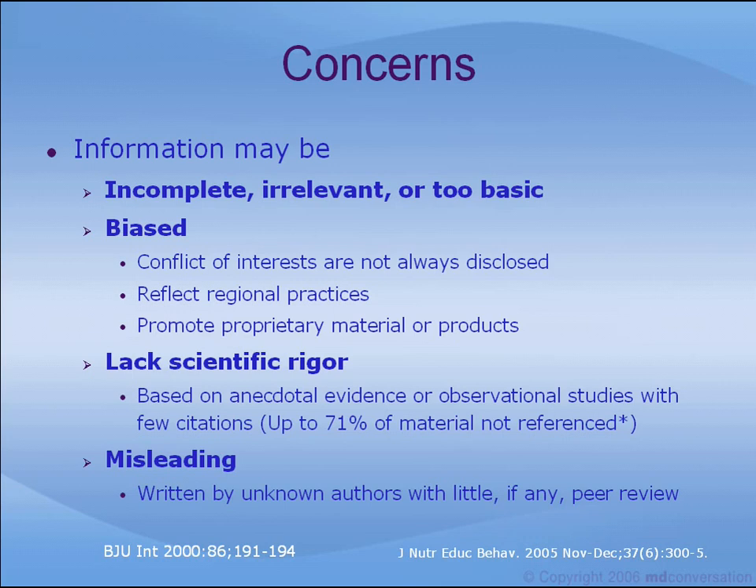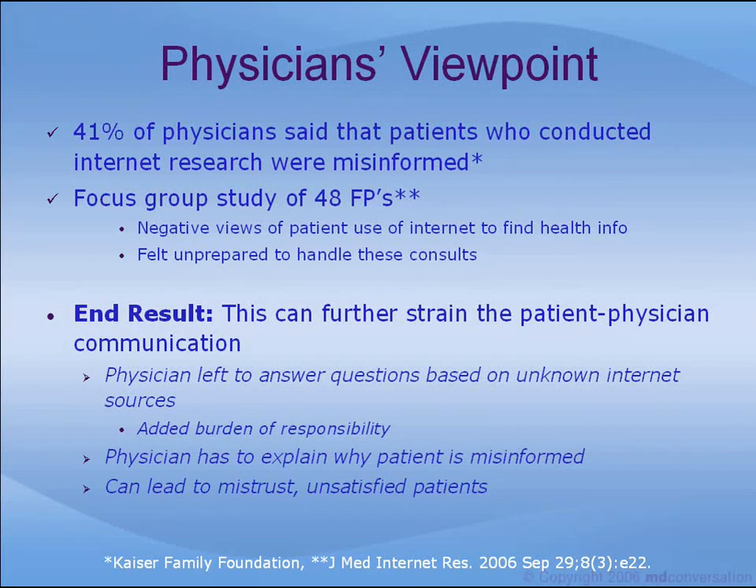The information also may be incomplete, irrelevant, or too basic. It may be biased from conflicts of interest not being stated. It may reflect regional practices or proprietary materials. Information often lacks scientific vigor, and in one study, up to 71% of material on the internet was not referenced. And it can also be misleading because information can be posted from anyone, anywhere, anytime.